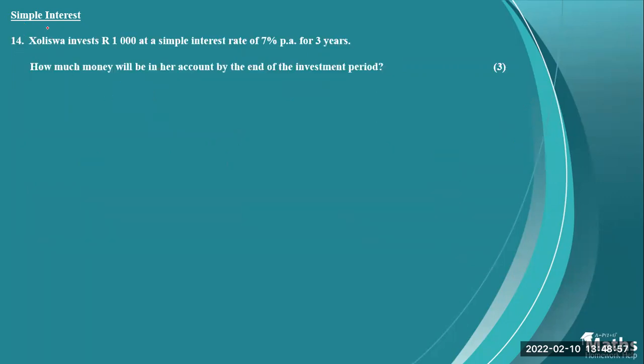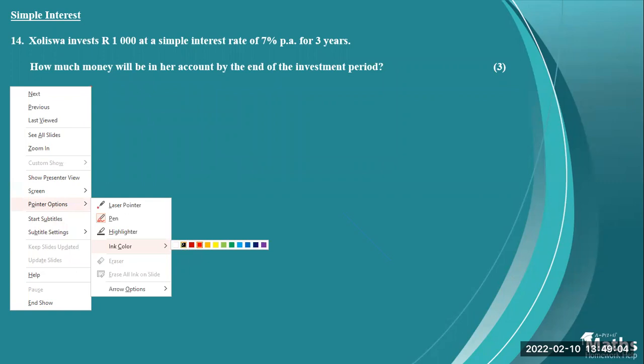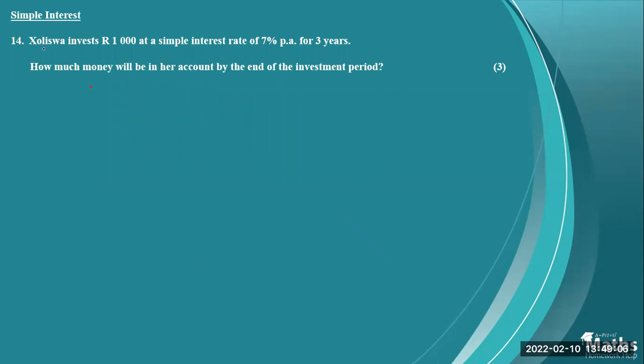Let's look at the first one. I think we want another color pen. I don't think we want to work with red all the time. Okay.